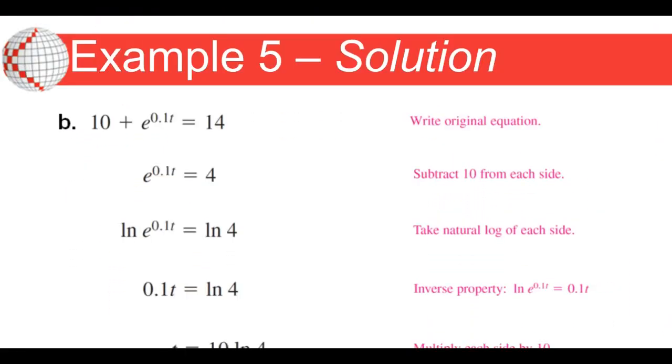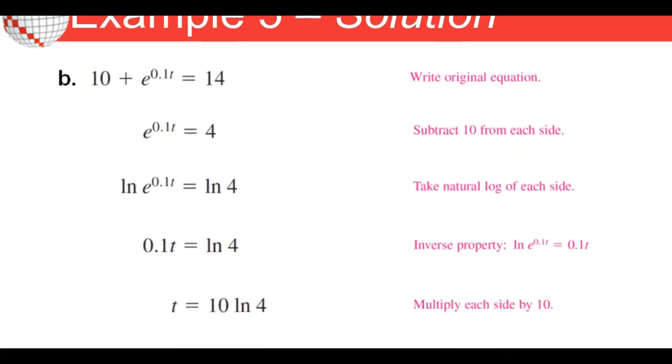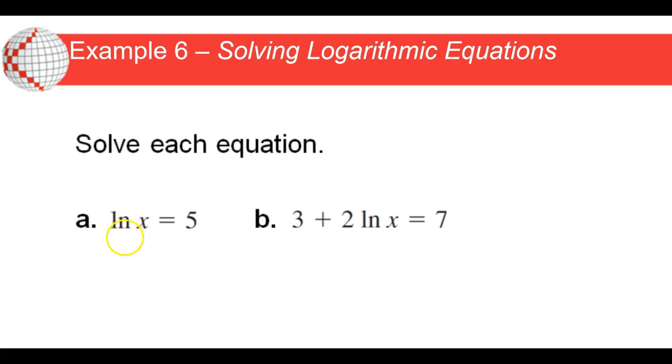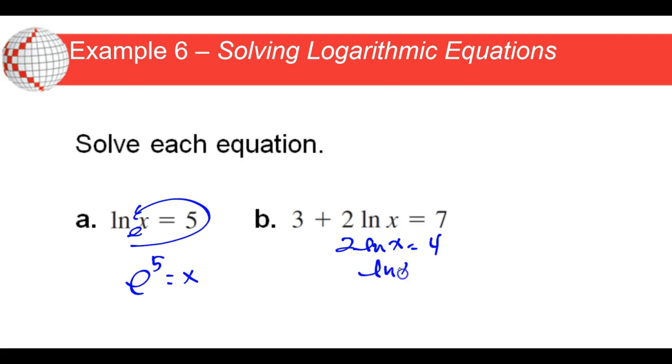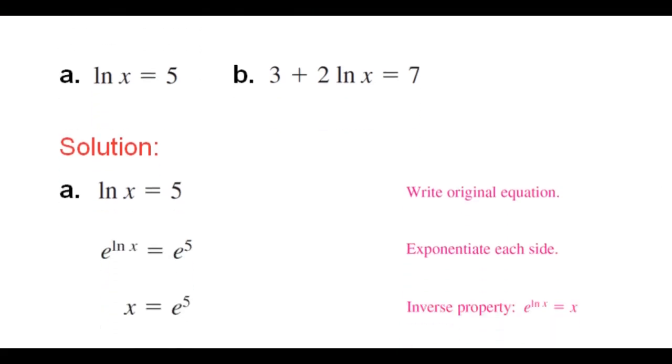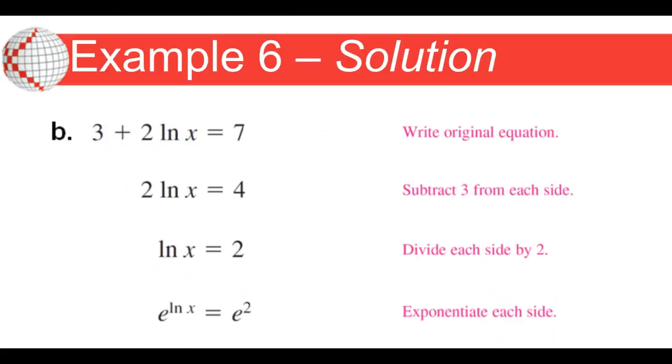Oh, that's solution A, and A, I think we got it. 10 natural log 4. This one, remember the base is e, so I'll do the fish hook, e to the 5th equals x. And this one, if I subtract off 3, I'll get 2 ln x equals 4, divide through by 2, and remember the base is e, so e squared equals x. So e to the 5th and e squared. E to the 5th, yay, and e squared.